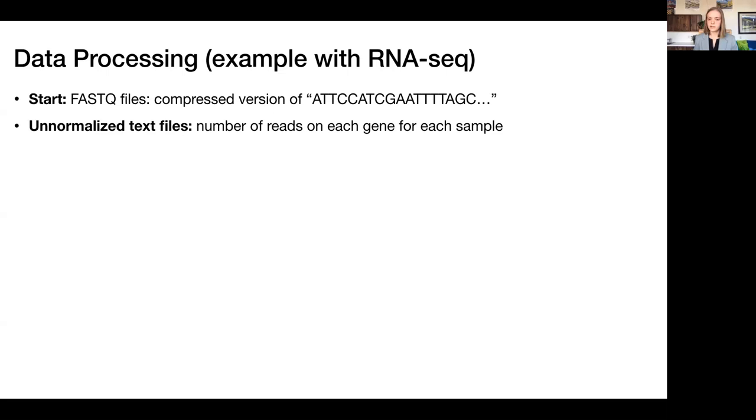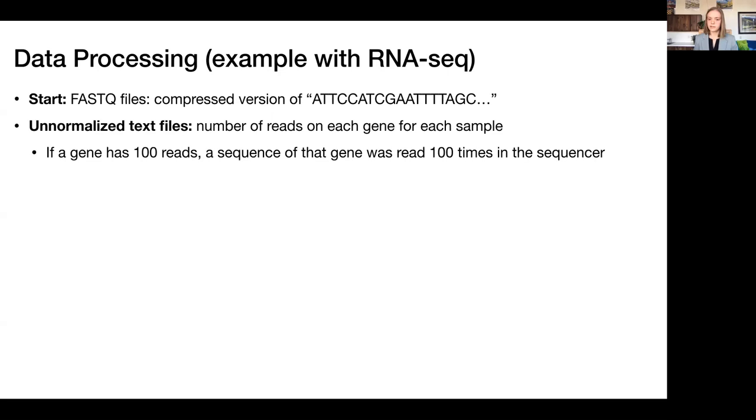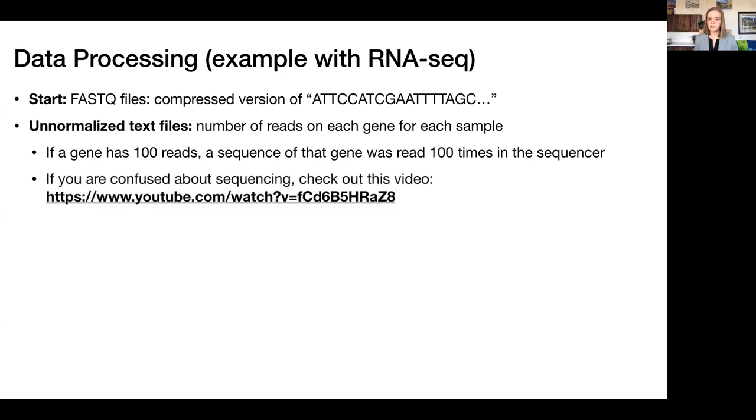So the number of reads on each gene for each sample. If a gene has 100 reads, then a sequence of that gene was read 100 times in the sequencer. Sequencing is sort of complicated and it would take a long time for me to go into it, so if you're confused, you can check out this video, which does a very good job at explaining it. And then I have to conduct normalization so that I can compare the samples to each other.